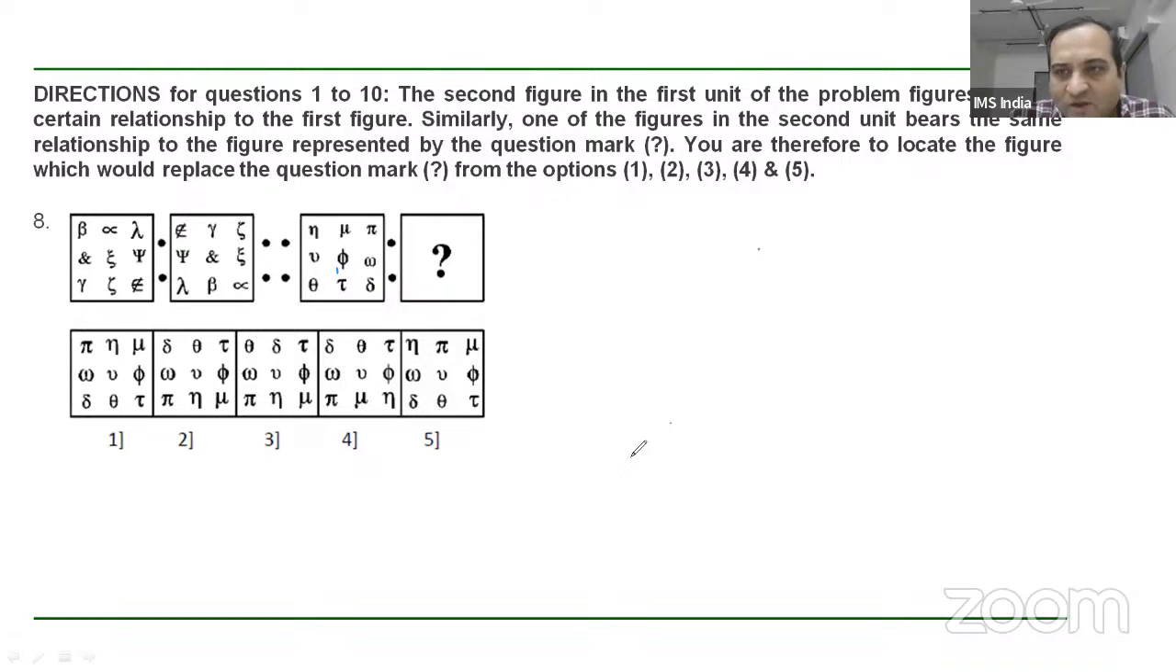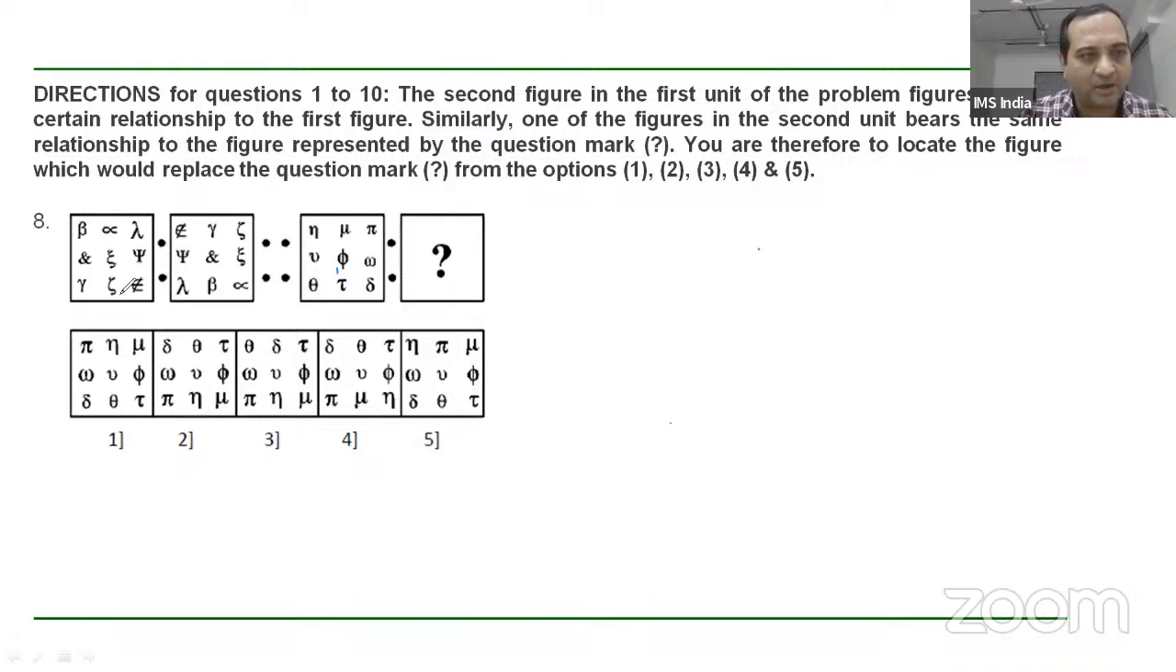Correct, correct. All are right as of now. Good. Good, guys. Good, good. So again, I think this is also relatively simpler.